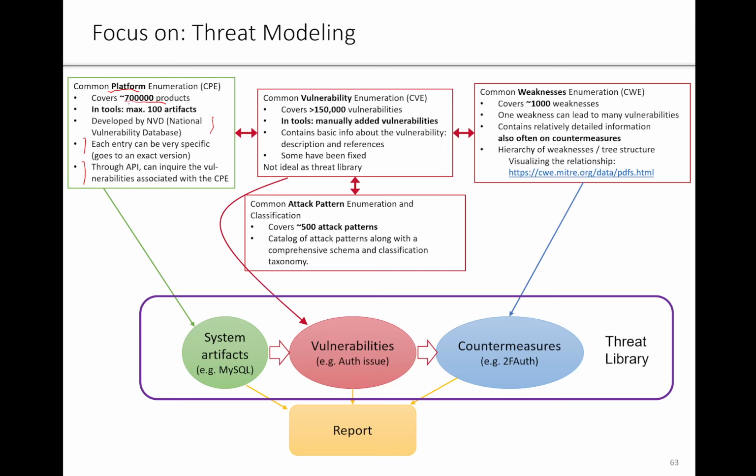Just as a note, there are 700,000, 900,000 products. Typically in the tools you find only 100, such as MySQL. That's it. And this Debian adequate will probably not be present. And to these products, there are roughly 150, maybe now 170,000 vulnerabilities listed. They contain the basic information: what is the issue, what can happen. Some have been fixed. Some can also list what the countermeasure is.